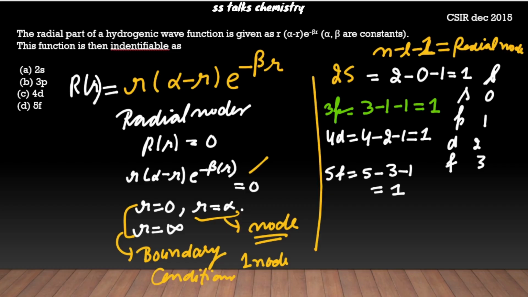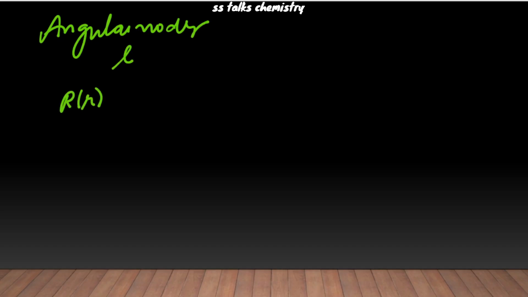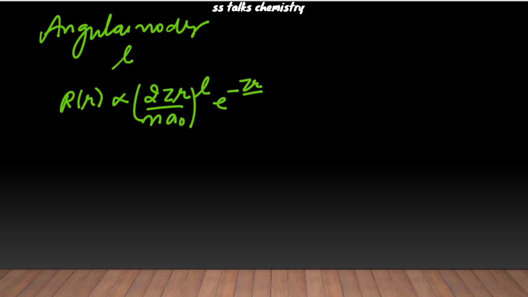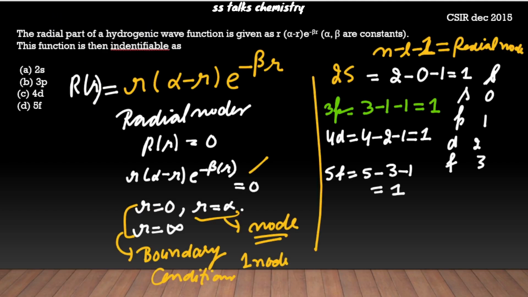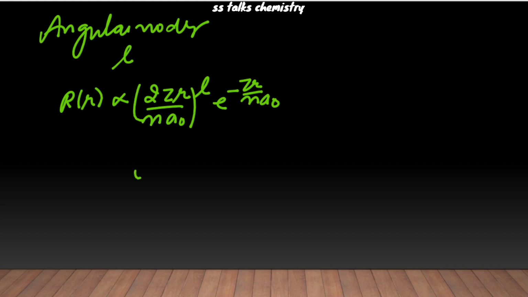So what I do is find out the angular nodes in this. How do we find the angular nodes? From the value of l. We know that the generalized formula for the radial part is proportional to (2Zr/na₀)^l e^(−Zr/na₀). This is the radial part. Now the given part is r(α − r)e^(−βr).